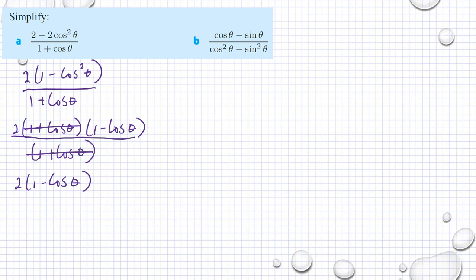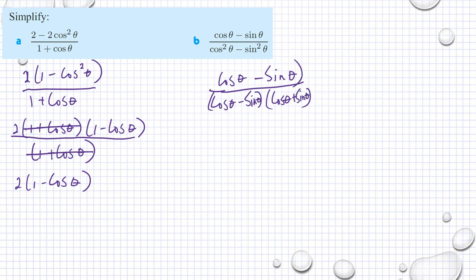Another: we have cosine squared theta minus sine squared theta, divided by cosine theta plus sine theta. This one is a difference of two squares, so we have the sum and difference. We have cosine theta minus sine theta, times cosine theta plus sine theta, over cosine theta plus sine theta. The parentheses cancel, that is equal to 1. Then we have cosine theta minus sine theta.